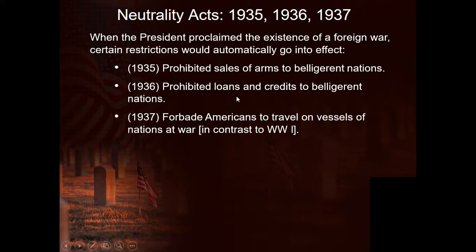1936, we can't loan money. Banks can't loan money and give credit to anybody fighting. And then 37, the government actually goes to the extreme of preventing Americans from traveling on anybody's ships. Think about what happened with the Lusitania back in World War I. Also, quickly, something that's relative to this, in China, the Japanese had actually attacked an American gunboat called the Panay, and that also kind of focused our interest on this.